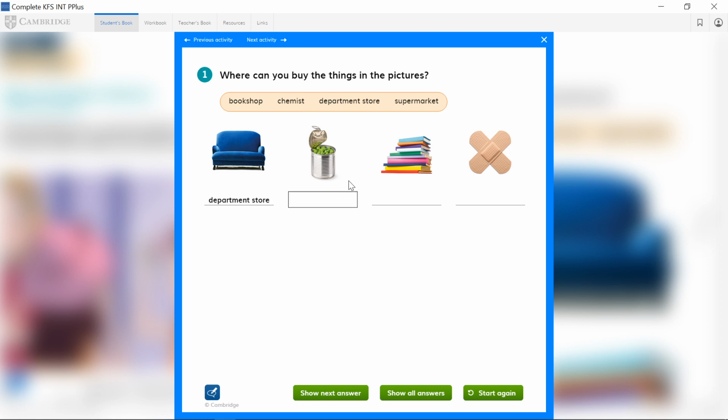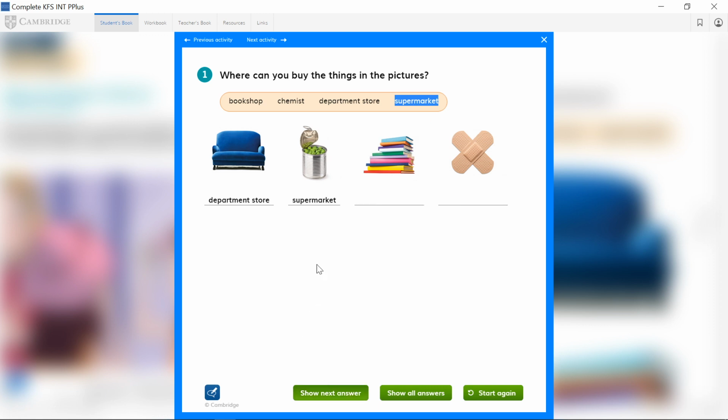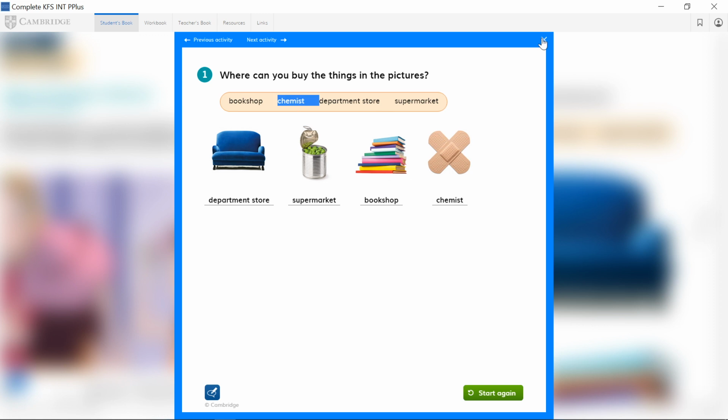The next example here, guys, is the canned pea. So remember again, when you want daily items for food, beverages, and others, you go to the supermarket. So we find the peas at the supermarket. Also, we can only find books at the bookshop. And finally, the plasters. We get to buy plasters at the chemist shop. Okay, nice.